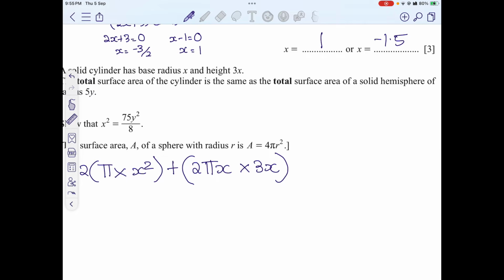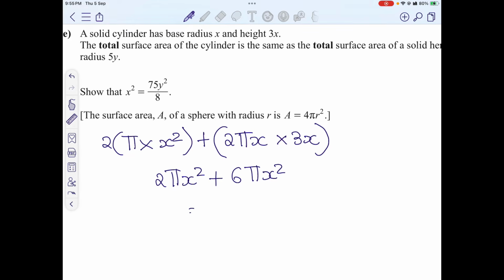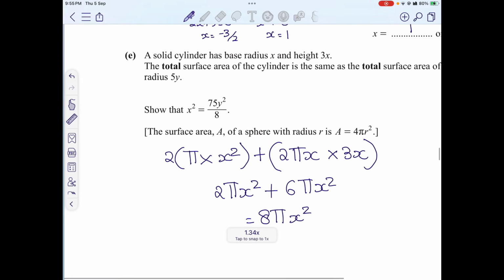Now when I simplify this, I would basically get 2 pi x squared, and then when I multiply this, I get 6 pi x squared. That is 8 pi x squared on one side. This is for the cylinder.